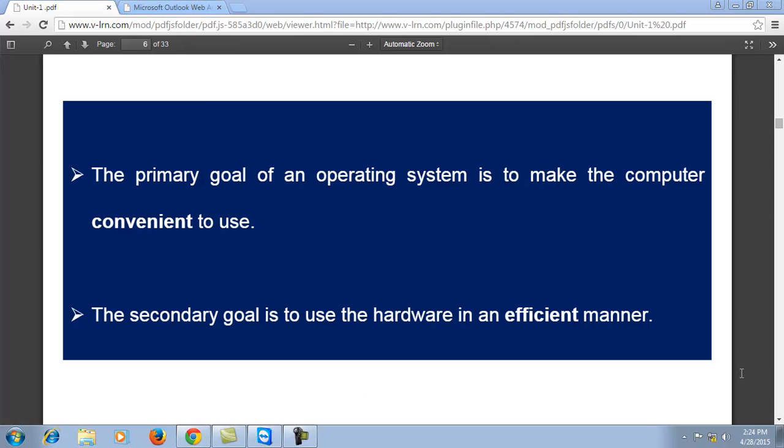Okay, I think goals are clear to you. Goals, definition of operating system. Okay, good. Now come to next.